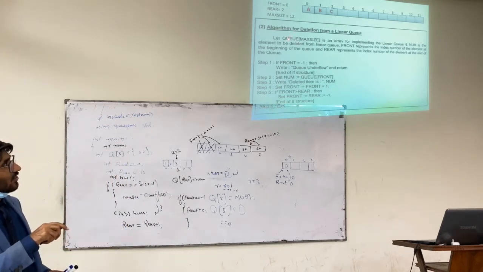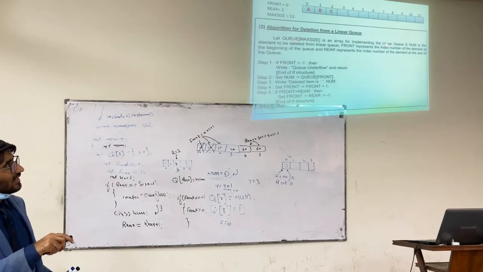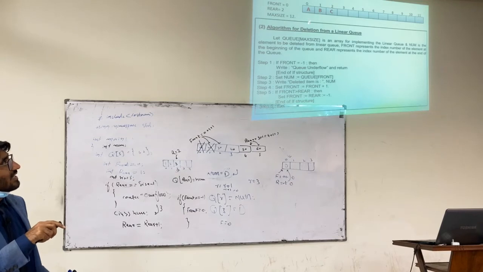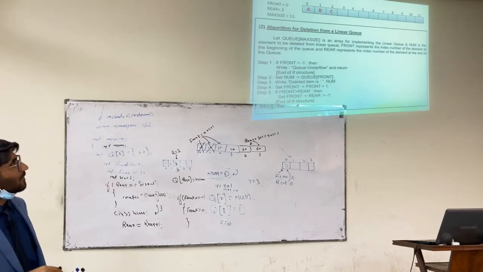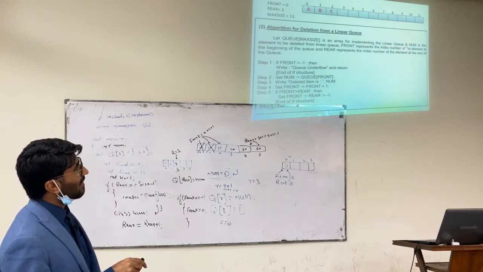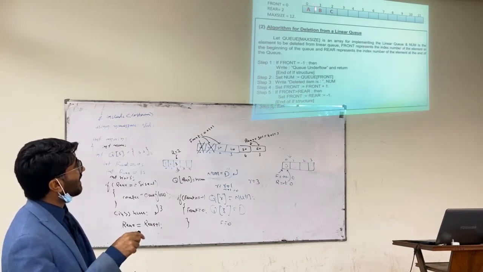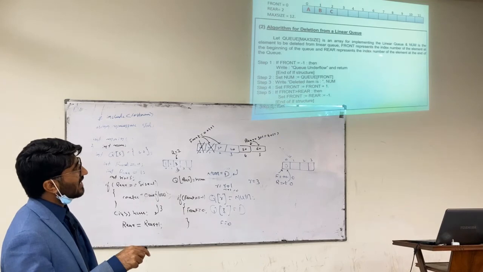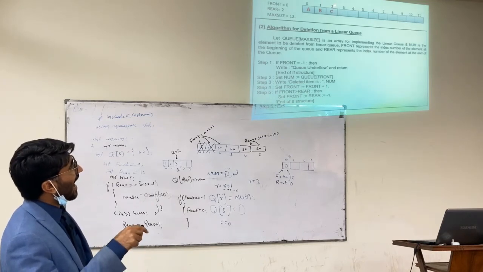Okay, so let's suppose same technique. This is our Q. Next ये array है Q के लिए. ठीक है, linear num is the element to be deleted. Which you wanna delete? Of course, it will be deleted first A. Okay, the linear queue front represents the index number of the elements at the beginning, and rear represents the index number of the element at the end.